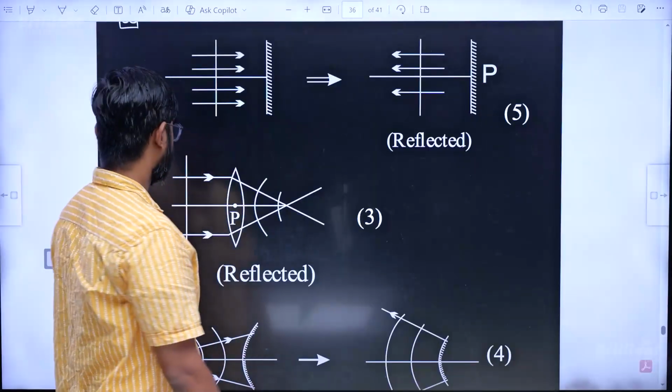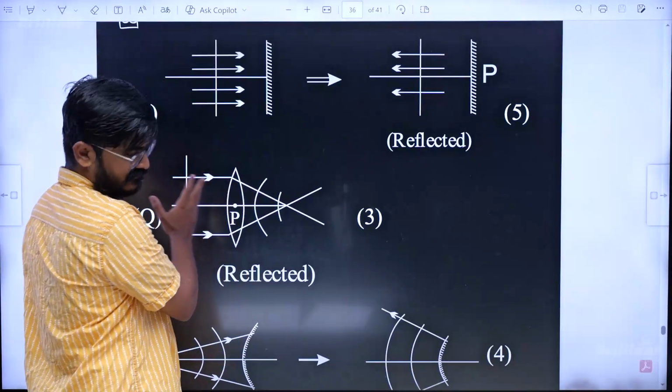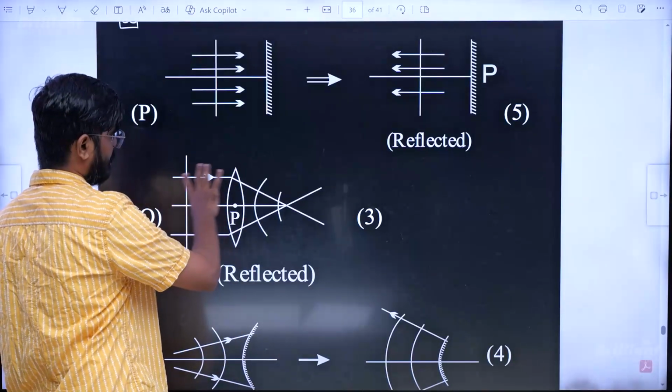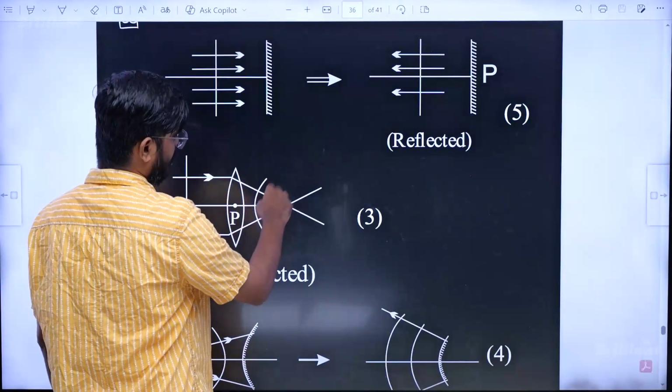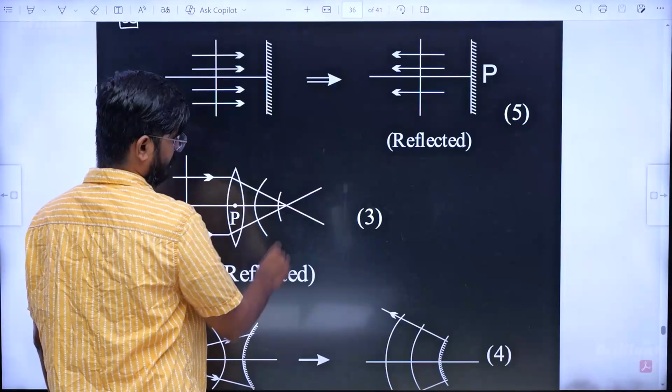Okay. So in the next case, for a planar wavefront, that is parallel rays coming in, they will be focusing at the focus. So the wavefronts are going to be something like this, with the center at this point.